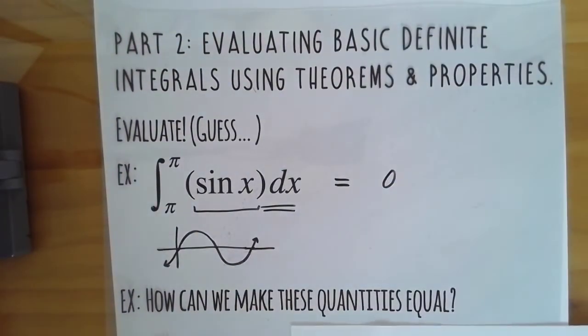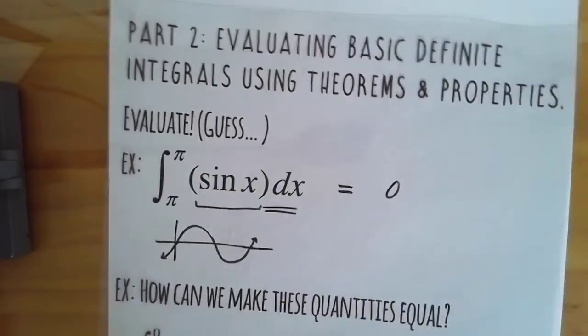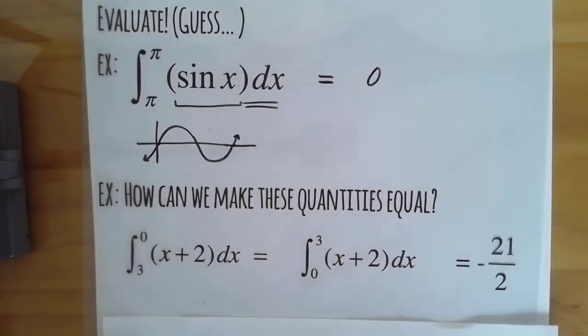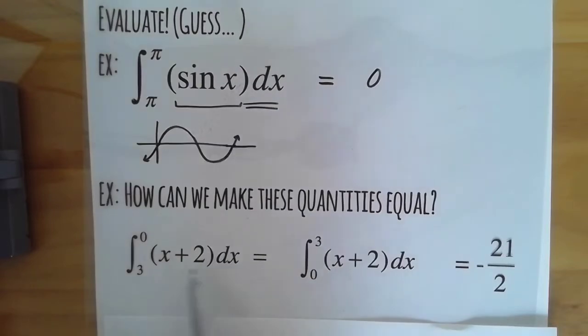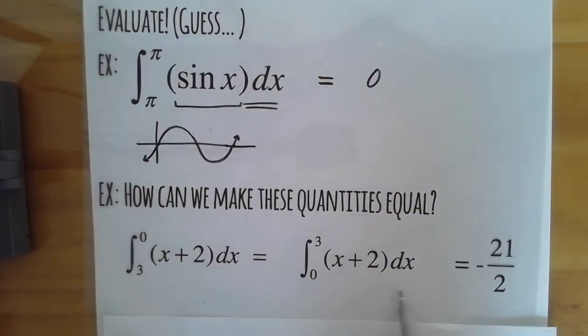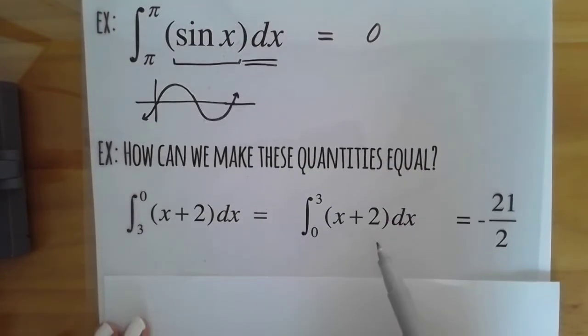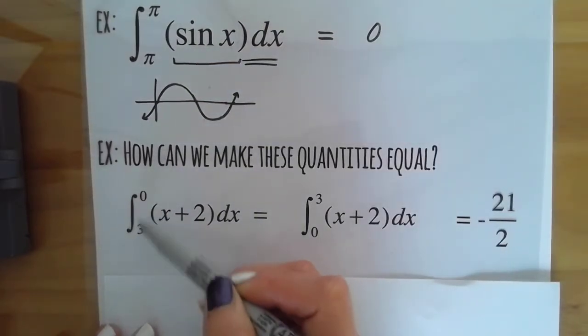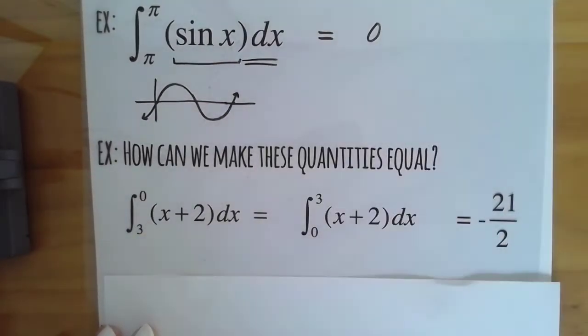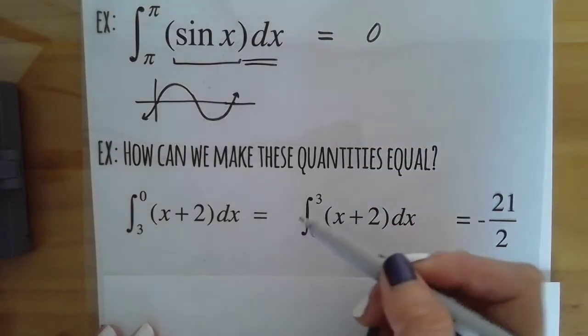Oh, shoot, I showed it to you. Think about how I can... Oh, well, okay. So how can I make these quantities equal? I have this integral here, and I have this integral here. Do you see what's swapped? You're right, the lower and the upper. So we're going from 3 to 0 versus 0 to 3.